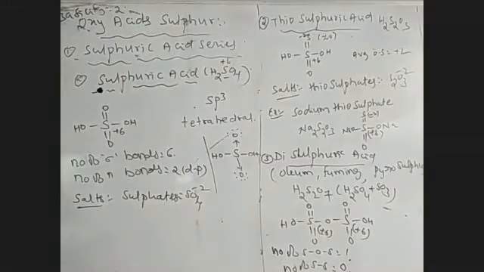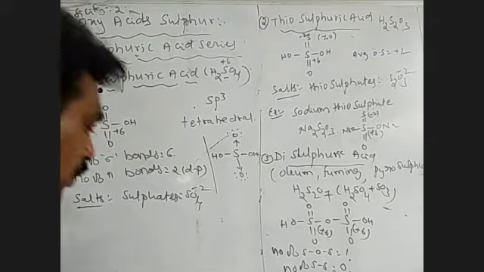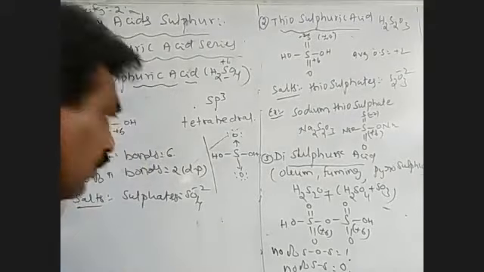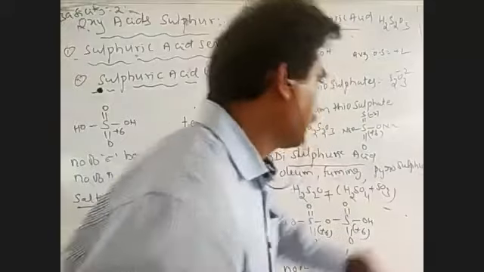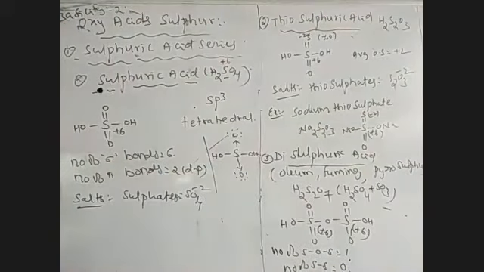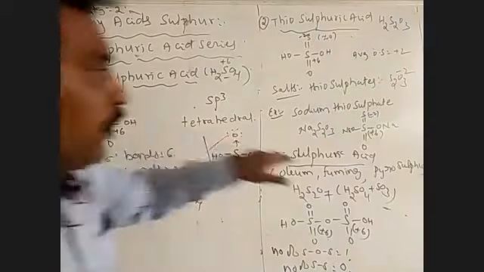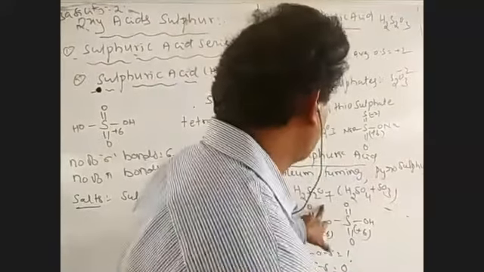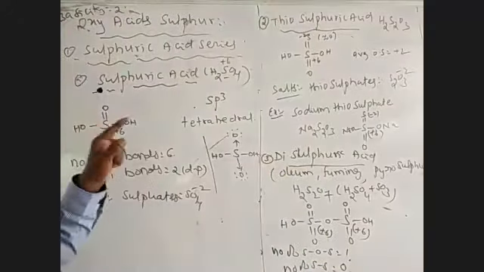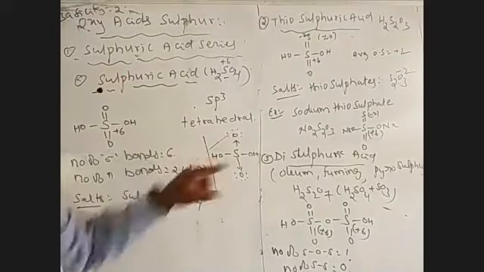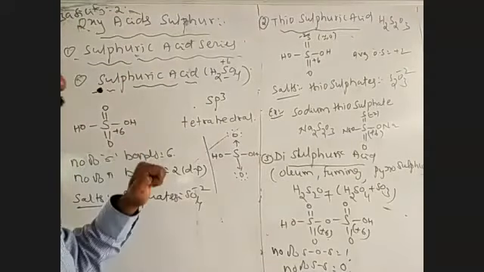We have to take pyrosulfurous acid. The pyrosulfurous acid formula is H2S2O5, while the pyrosulfuric acid formula is H2S2O7. In pyrosulfurous acid, an S-S bond exists; there is no S-O-S bond.